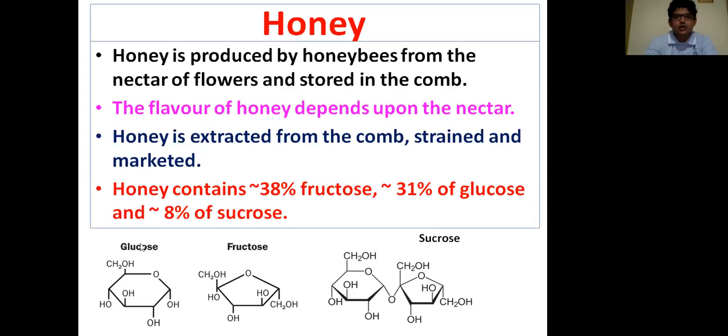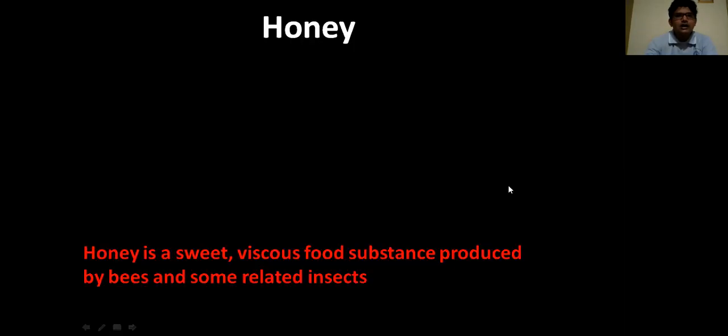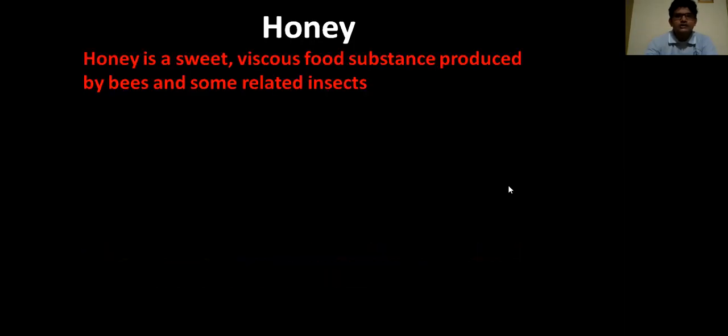Here we can see glucose, which is present in about 31%, fructose, which is present in about 38%, and sucrose, which is present in about 8% in the honey. So basically honey is a sweet viscous food substance produced by bees and some related insects.